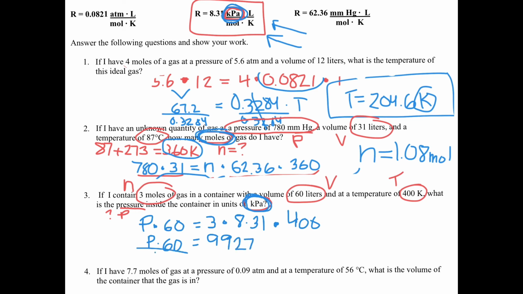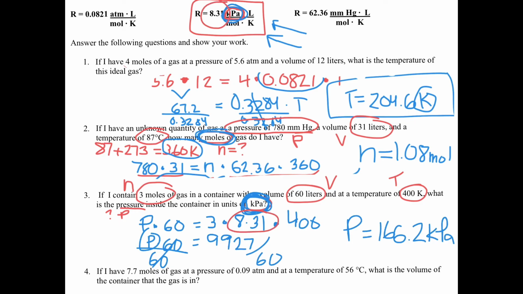Now that I have that, I know I'm going to have P times 60 equals, and let's multiply all that out. 3 times 8.31 times 400 is going to give me 9,972. Now that I have that, I can divide both sides by 60, so P is going to be all alone. The pressure ends up being 9,972 divided by 60, which is 166.2. The question is what units? We wanted it in kPa. Are we sure we got it in kPa? Yes, because we used that constant of 8.31, we know that it has kPa in there, so we are confident in our answer.